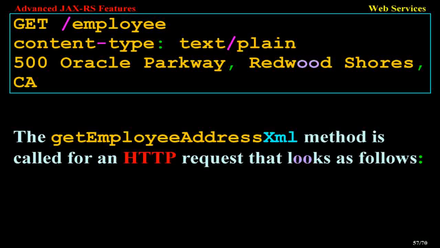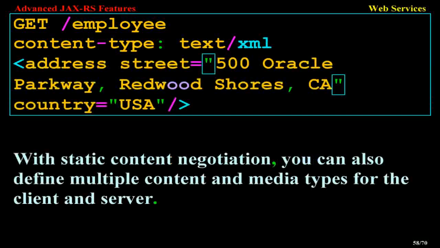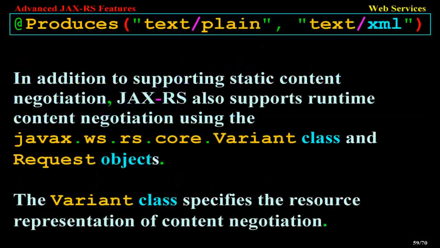The getEmployeeAddressXml method is called for an HTTP request that looks as follows. GET /employee Content-Type: text/xml <address street="500 Oracle Parkway, Redwood Shores, California" country="USA"/>. With static content negotiation, you can also define multiple content and media types for the client and server. @Produces("text/plain", "text/xml").